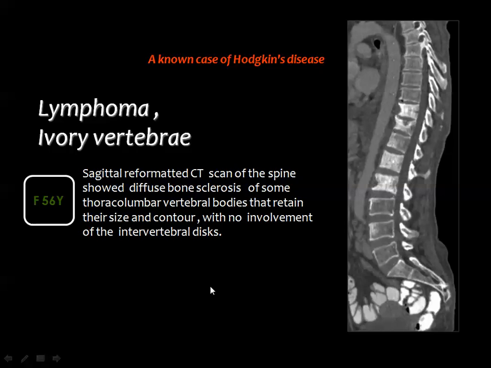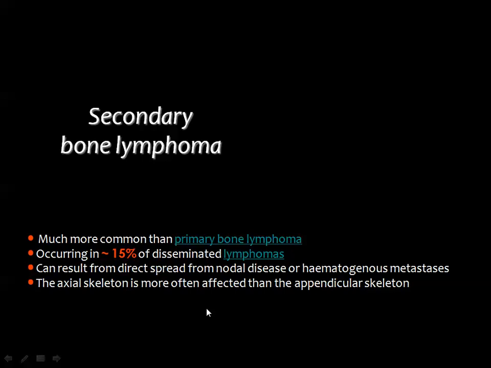If the patient is known to have a primary malignancy, then you think of metastasis. If the patient is known to have lymphoma, then you diagnose lymphoma. The secondary lymphoma of the bone is much more common than primary lymphomas. It affects the skeleton in about 15% of the cases of disseminated lymphoma.